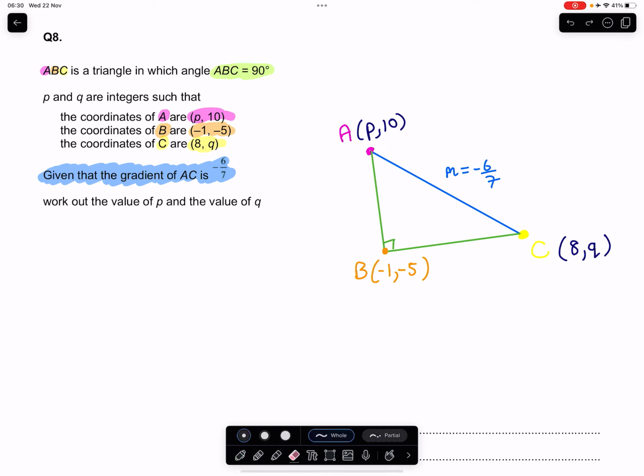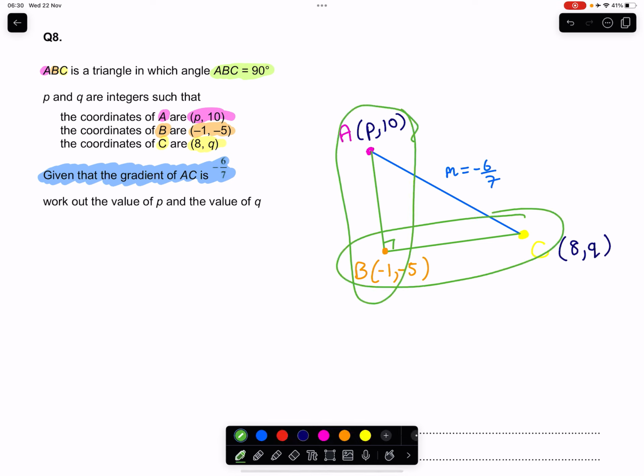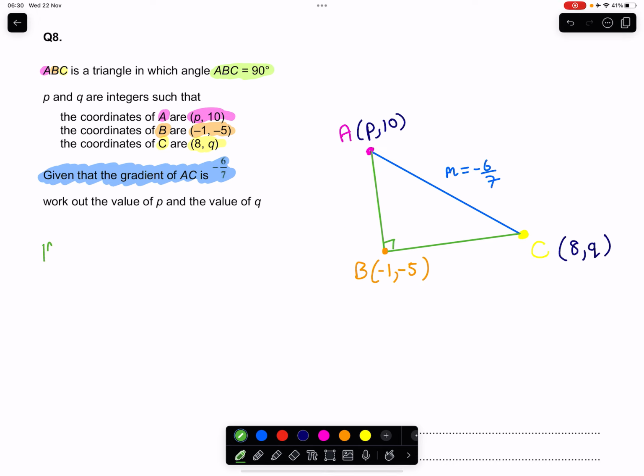We have the knowledge of gradients that are perpendicular to one another. These gradients here, if you multiply those gradients together, you're going to get minus 1. So if you have two gradients that are perpendicular to each other, and you multiply them, you're going to get minus 1 if 1 and 2 are perpendicular. That's the method I'm going to show in a minute.